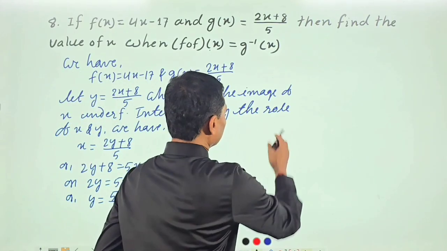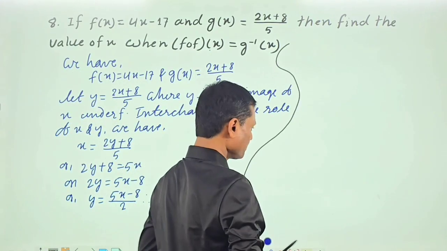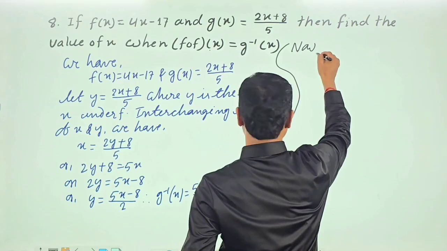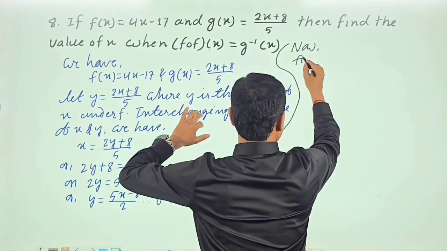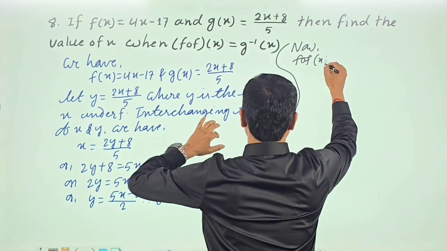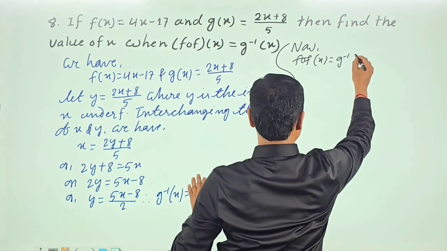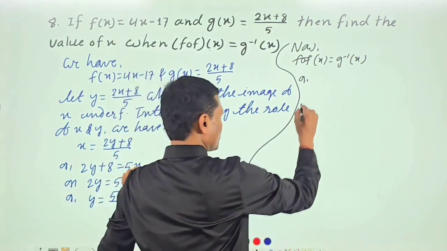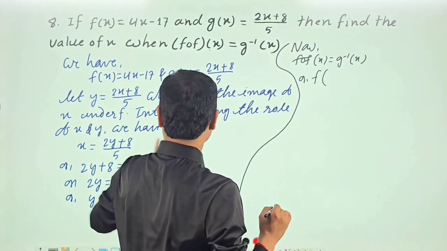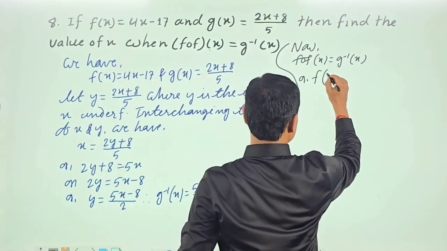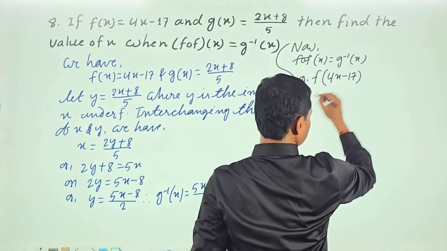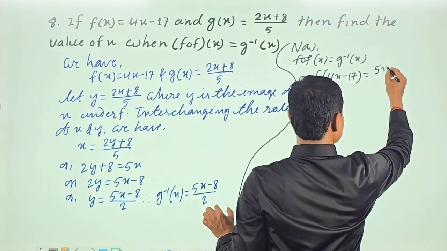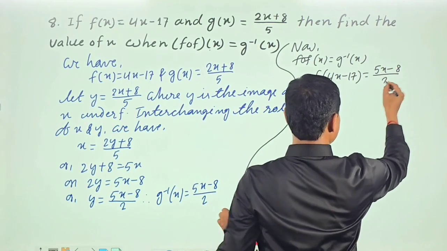So have a look here. The question says here, by the question we can write now, doesn't matter. Now f(x) equals g inverse x, isn't it? That's a g inverse x. Here f of f means that's a composite function. So we write here f, and the value of f(x), that's input, we have here 4x minus 17. It's correct. And g inverse we have already found, that is (5x minus 8) over 2.